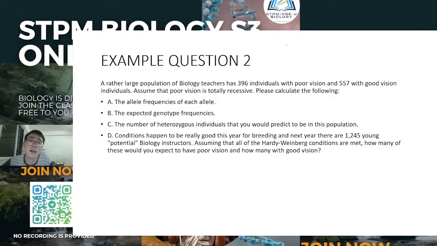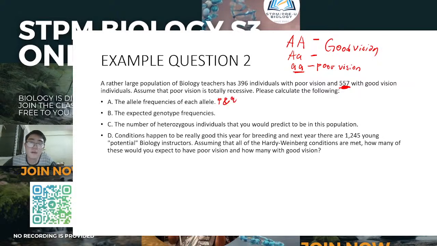So meaning that, I give the allele the name A. The teachers with poor vision are aa, and the persons who are either homozygous dominant or heterozygous have good vision. So the good vision group, the 557, includes these two genotypes. Only aa is poor vision. So we want to calculate the allele frequencies, meaning P and Q.